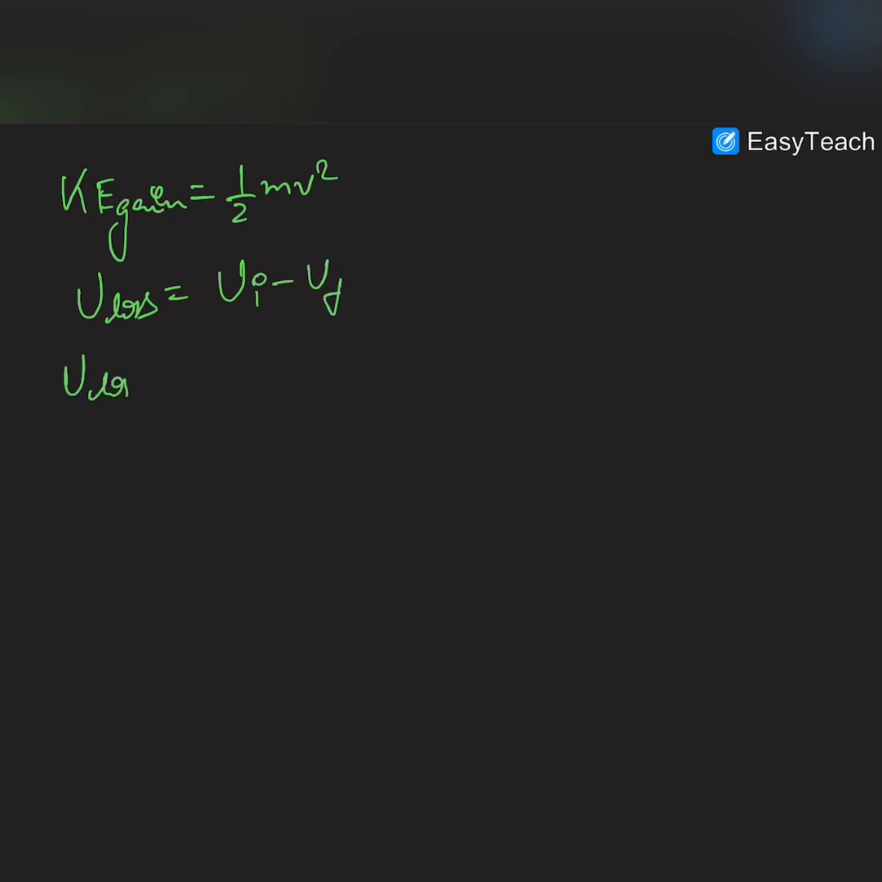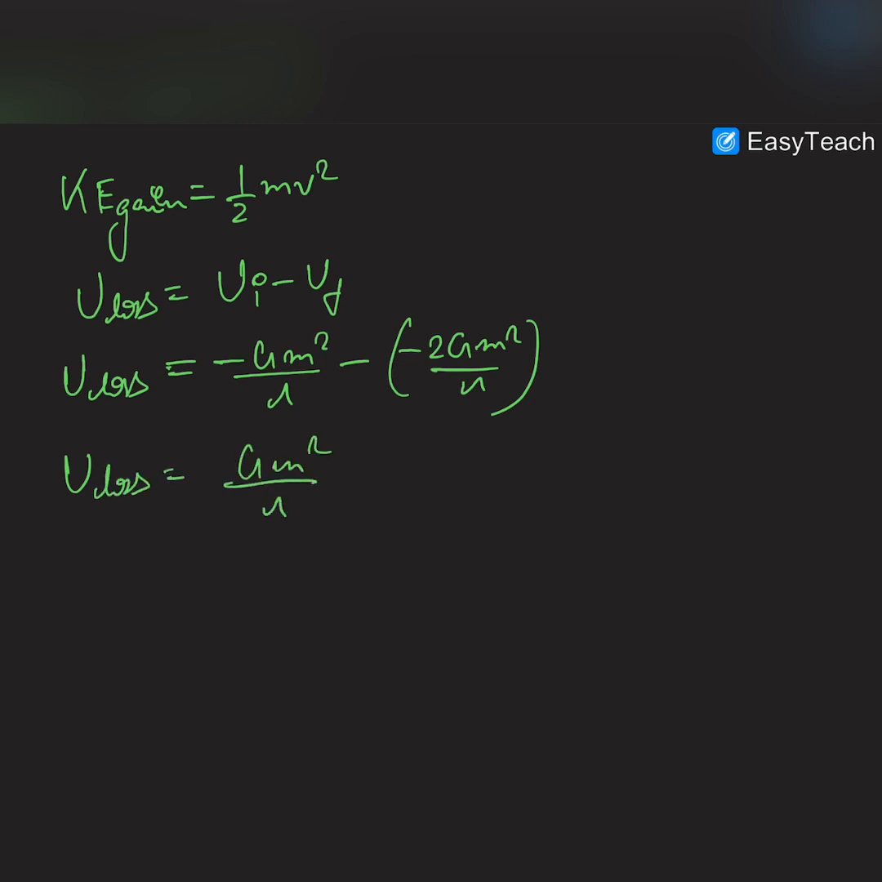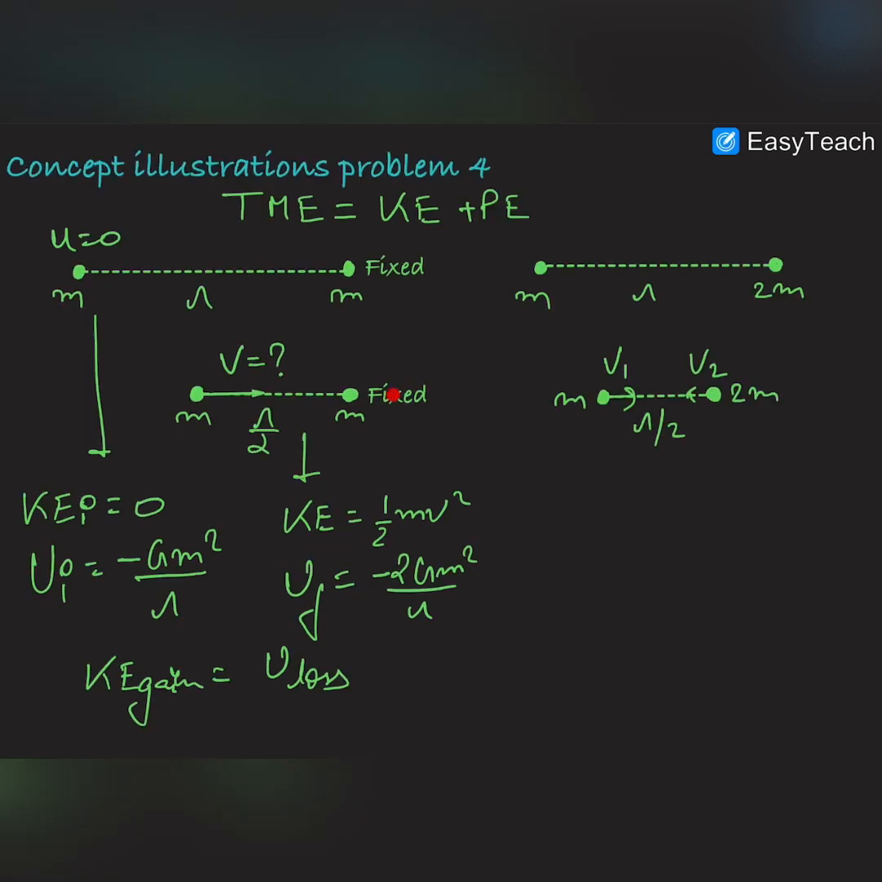So U loss would be equal to U initial, which was minus gm square by r, and U final, which was minus 2gm square by r. So U loss will be equal to gm square by r. This loss in potential energy is equal to half mv square, and by this you can find v, which is under root of 2gm by r. This is the velocity with which this mass will approach this fixed mass at a distance of r by 2 instantaneously.